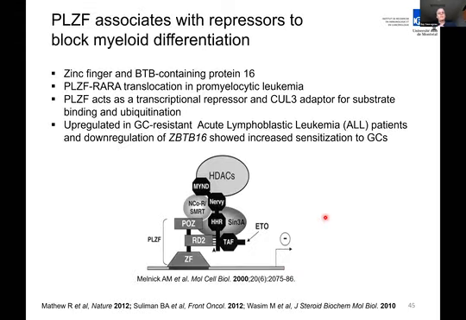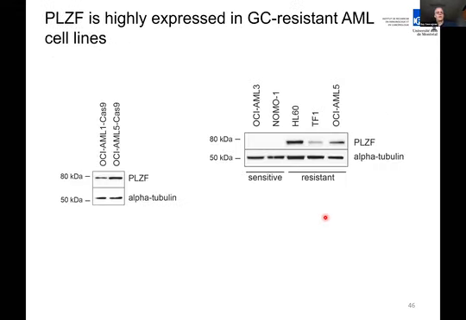So PLZF associates with repressors to block myeloid differentiation. This has been studied by many groups. It's involved in a translocation in promyelocytic leukemia, the famous PLZF-RARA. As most of you know, it acts as a transcriptional repressor and CUL3 adapter for substrate binding and ubiquitination. And it's upregulated in glucocorticoid-resistant ALL patients, and downregulation of this gene may show increased sensitization to glucocorticoid in ALL. So we looked at this more carefully.